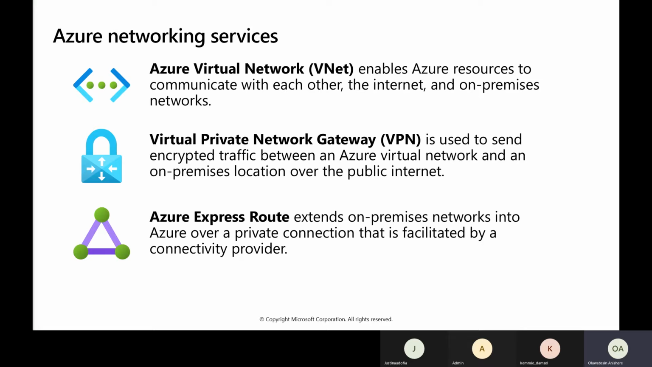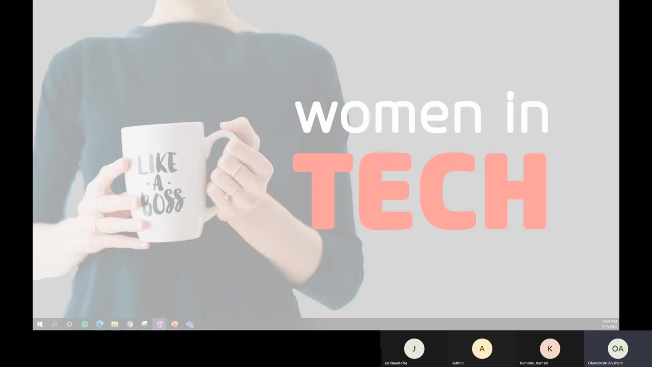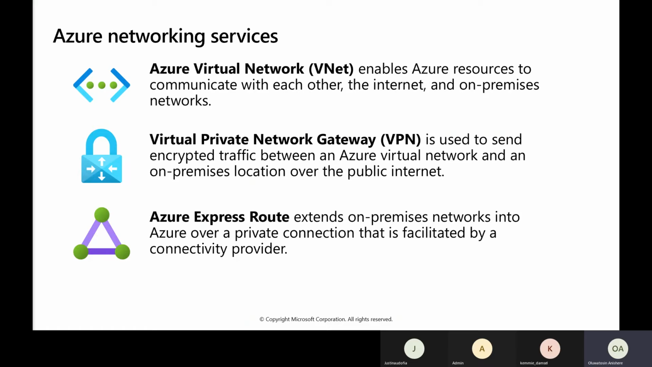Now let's look at VPN. What is this VPN? For VPN, it's used to send encrypted traffic between an Azure virtual network and an on-premises location over the public internet. So in essence, the VPN gives us room so we can connect. Let me give a basic example of what we can relate with. So for instance, let's say school.